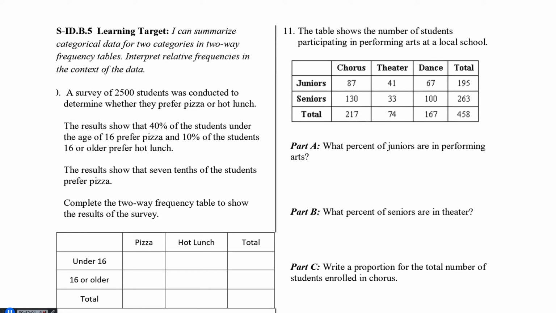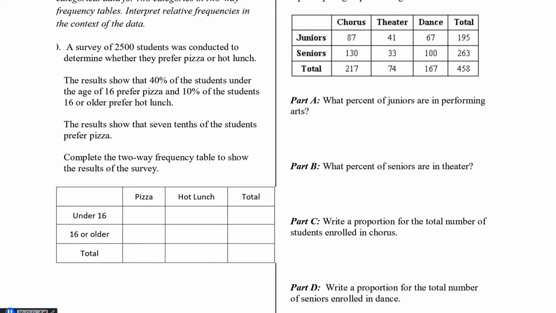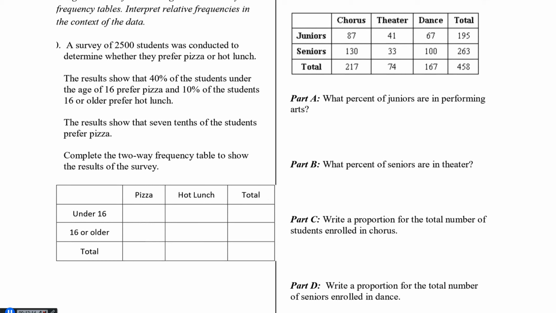Number 10, last page. So we're surveying 2,500 students. The results show that 40% of the students under 16 prefer pizza, 10% of those 16 or older prefer hot lunch, and 7/10 of all students prefer pizza. Complete the two-way frequency table. So we're going to have to find 40% of 2,500. That's going to be under 16 for pizza. That is 1,000 students. 10% of 16 or older kids prefer hot lunch, so 10% of 2,500 is 250.